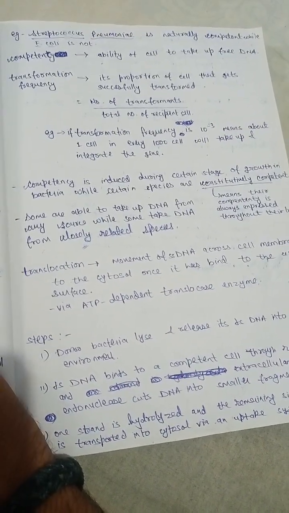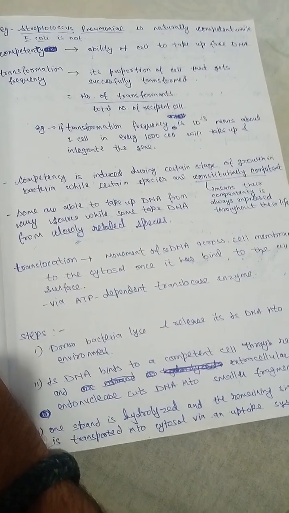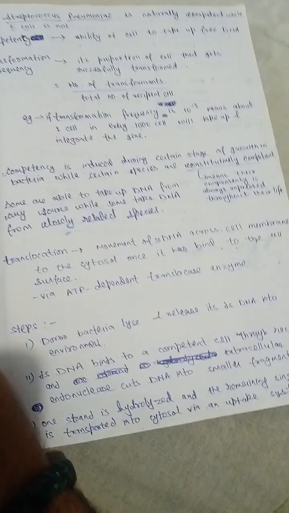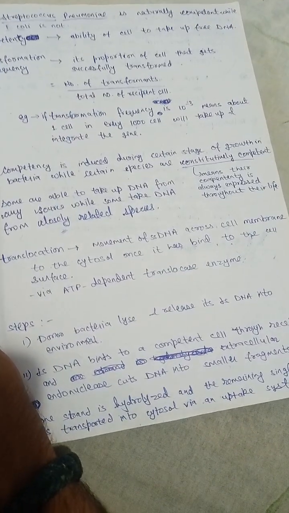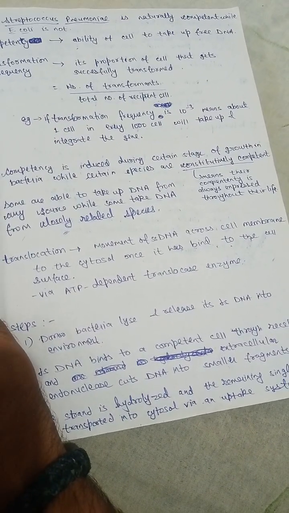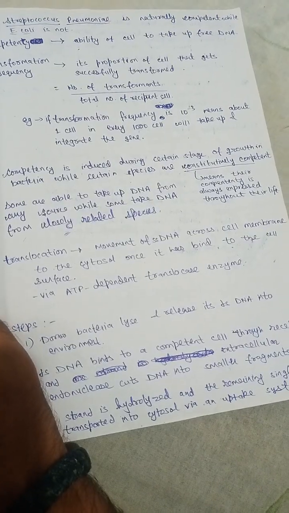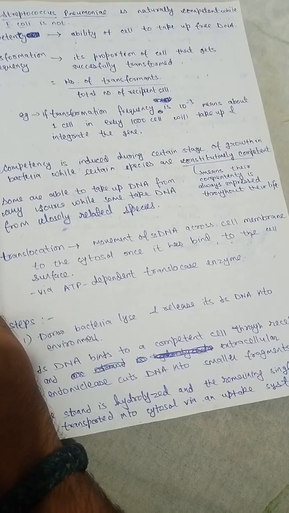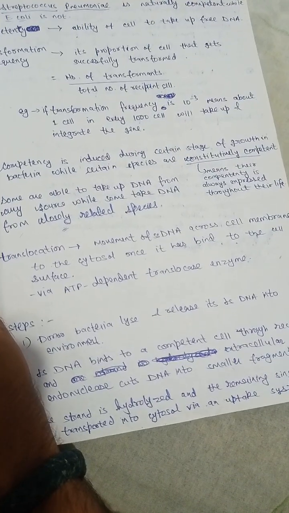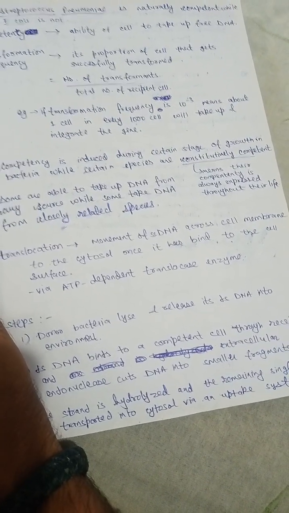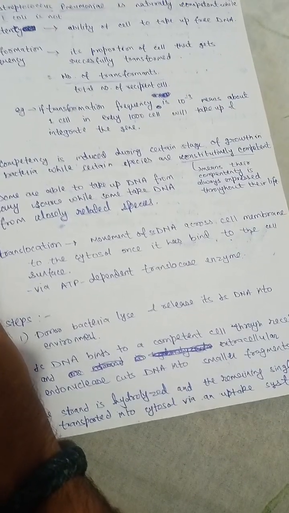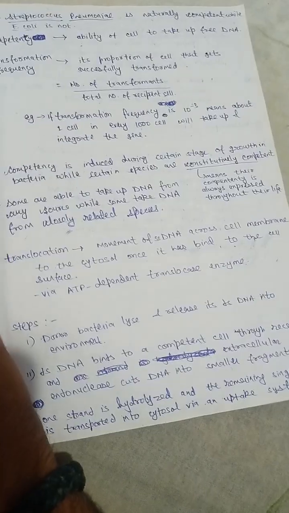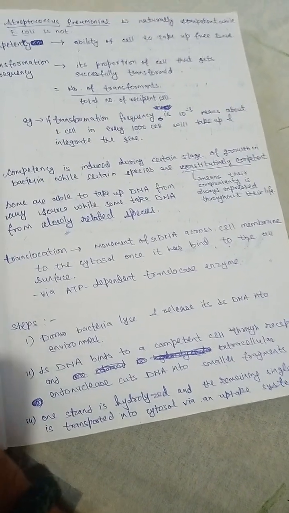So when we talk about stable transformation or successful transformation, we can see that out of 100 cells, 2 cells took up the DNA. However, only 1 cell got successfully transformed. So when we write transformation frequency, we will write 1 divided by 100, that is 0.01 is the transformation frequency. It means that out of 100 cells, only 1 cell gets successfully transformed.